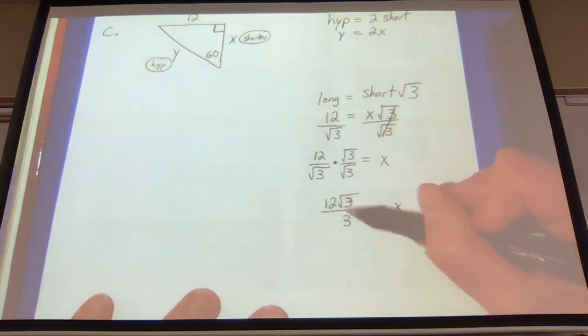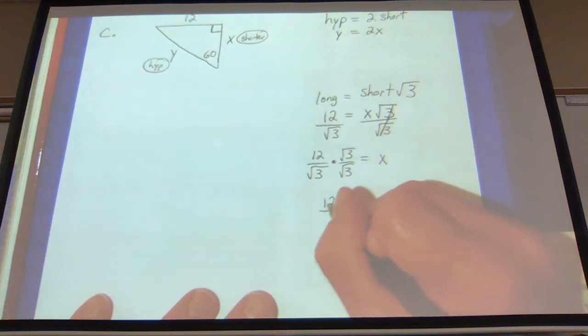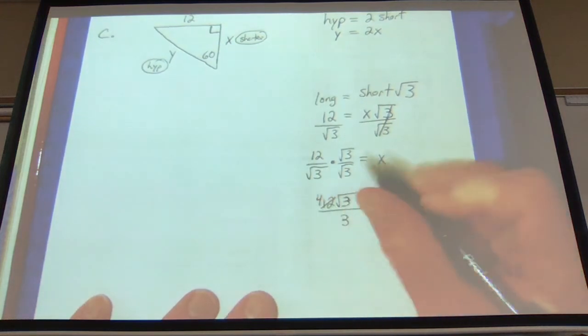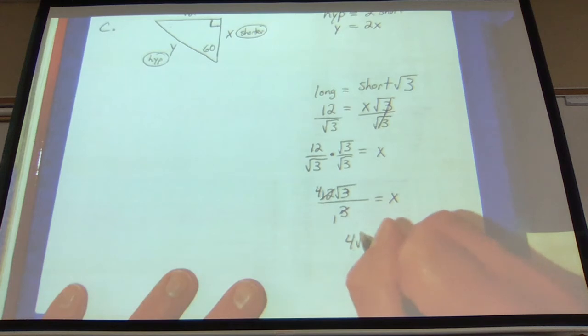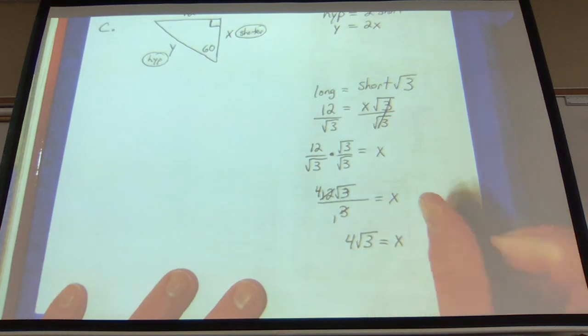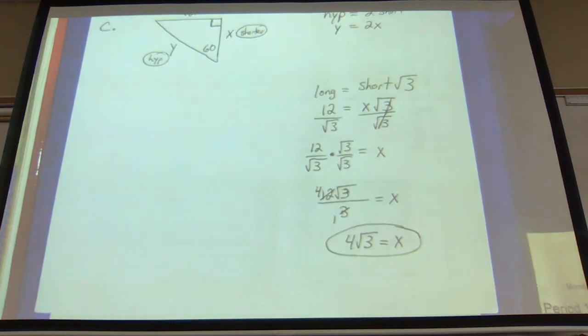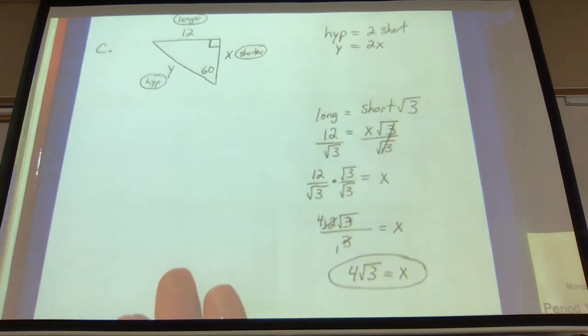And then these can be reduced. 12 and 3 can both be divided by 3. So let's go ahead and do that. 12 divided by 3 is 4. 3 divided by 3 is 1. Answer in simplest radical form would be 4 times the square root of 3. That gets us the x.